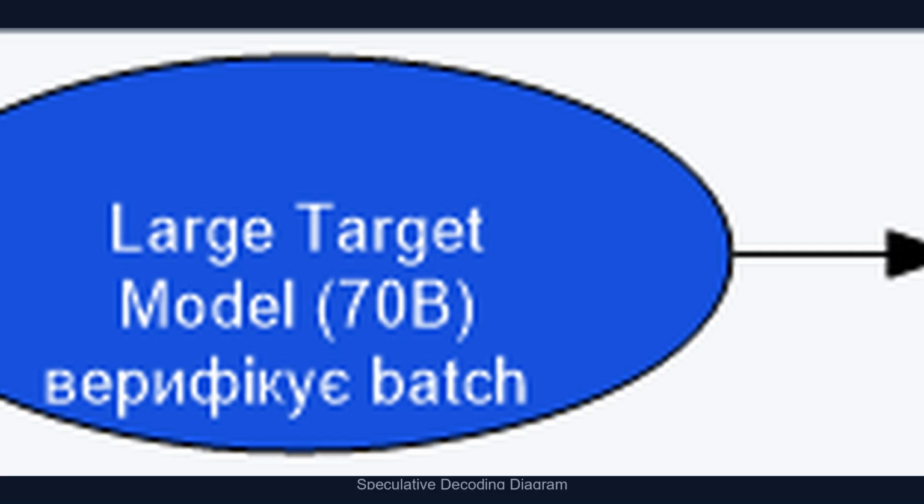Because the large model processes multiple tokens per forward pass instead of one, and because the small draft model is fast, the net result is 3 to 4x faster generation compared to standard autoregressive decoding. The quality is identical to running the large model alone. You're not approximating, you're just being clever about which computations to batch together.